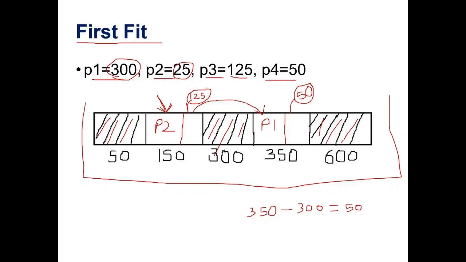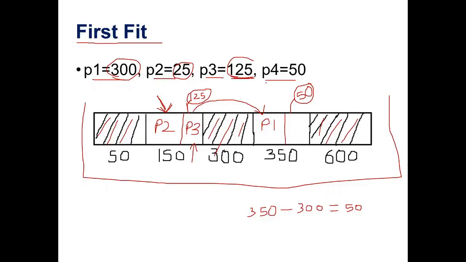Now the third process has come, P3, with size 125. It is going to search for the first free block. As this is the first free block with size 125 and the process size is also 125, the process P3 fits within this partition.